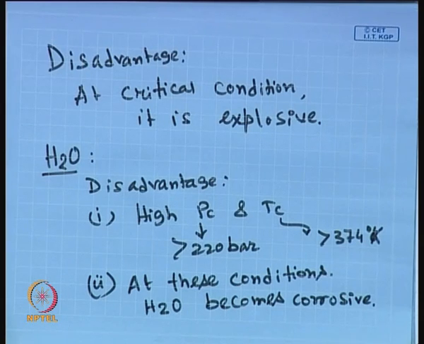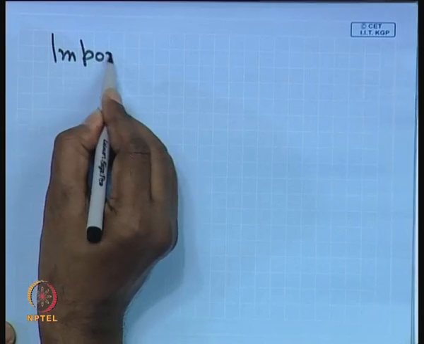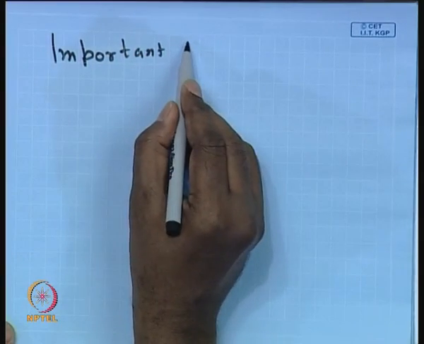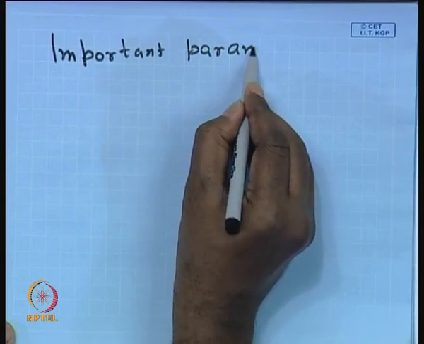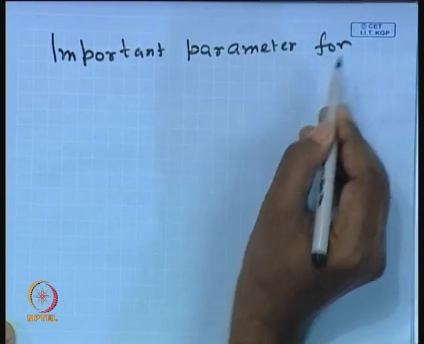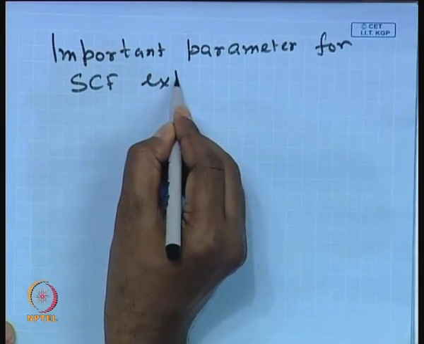Okay. Now, these are some commonly used supercritical fluids, and we just noted some of the advantages and disadvantages of these various solvents, and depending on the system we have to select a particular solvent for the extraction purposes, and the most commonly used extractant is carbon dioxide. Now, let us look into some of the important parameters for the supercritical fluid extraction process.